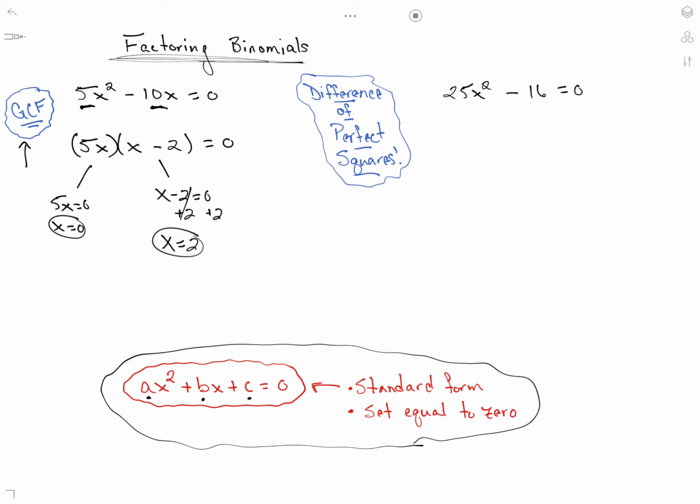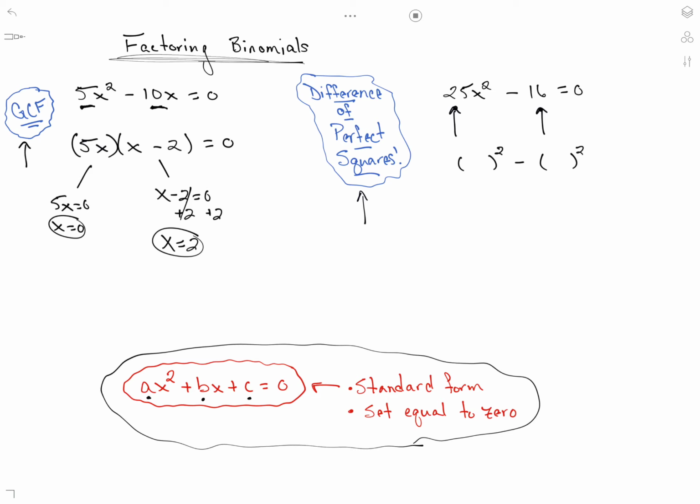The other type of binomial that you guys are going to be dealing with is when you have an a term and a c term and there's no b. Okay, and in this particular case, what I'm looking for is what the a term and what the c term were. If my a term, this one right here, is something squared, and my c term, this last piece, is also something squared, and there's a subtraction in the middle, what we call that is a difference of perfect squares. It's two different squares that are subtracted. That's what difference of perfect squares is.